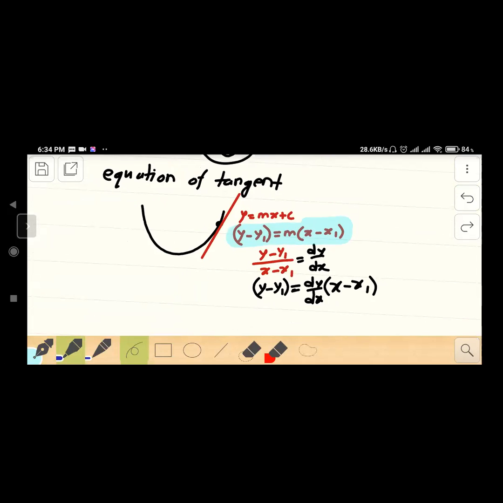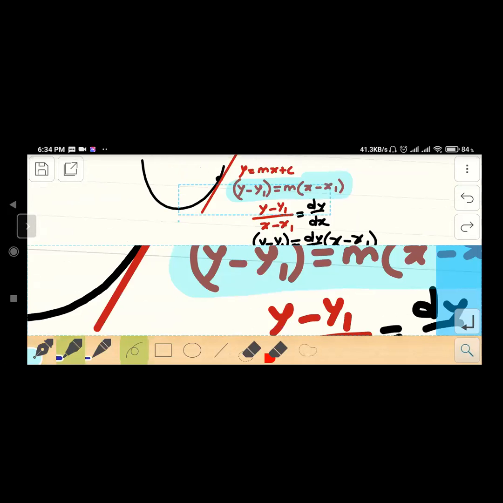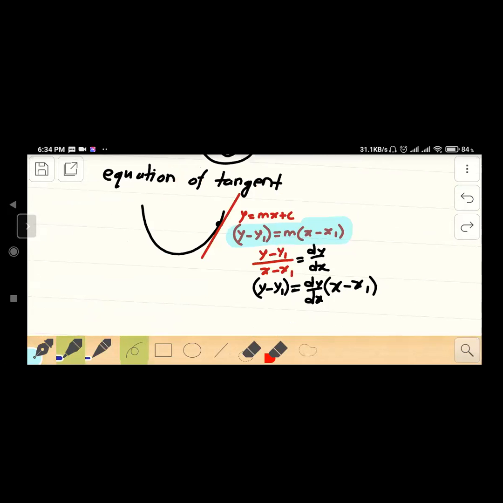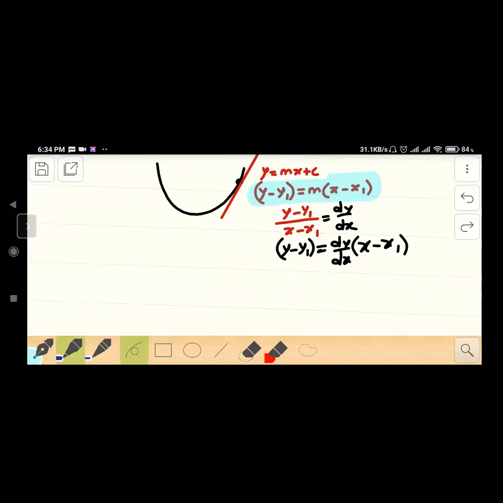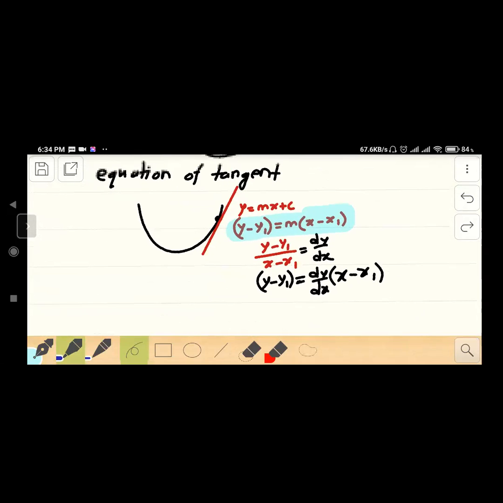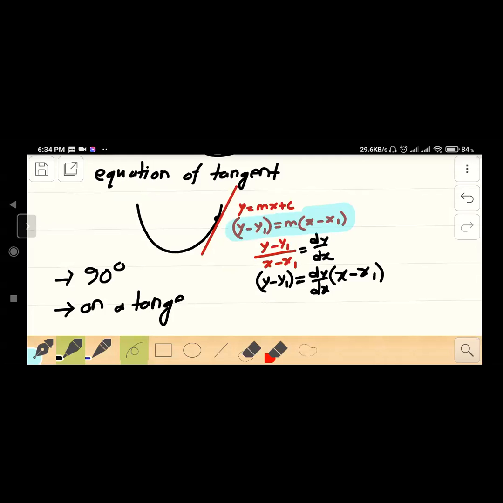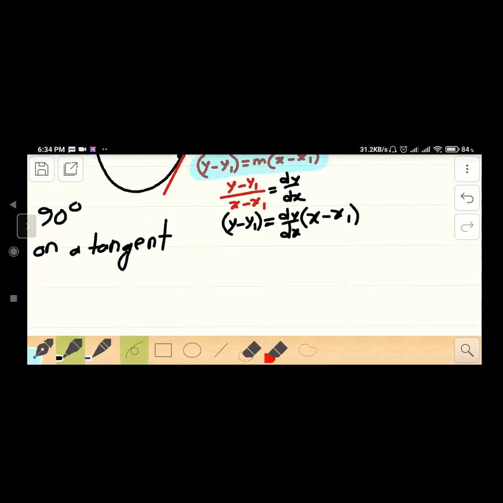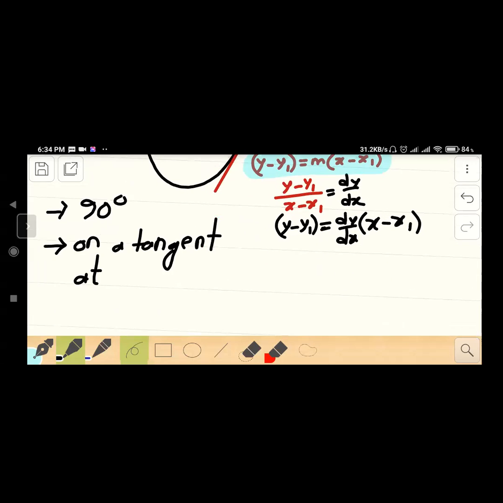Okay, now let's learn about normal. What is a normal? Okay, normal is a perpendicular line. Just listen to it carefully. First of all, normal is a perpendicular line, that means 90-degree line. And now on which is it 90 degree? It is 90 degree on a tangent. Yes sir. Exactly, it is 90 degree on a tangent at a point.